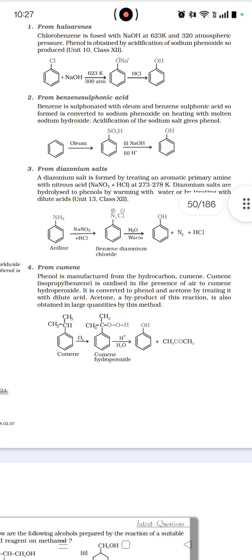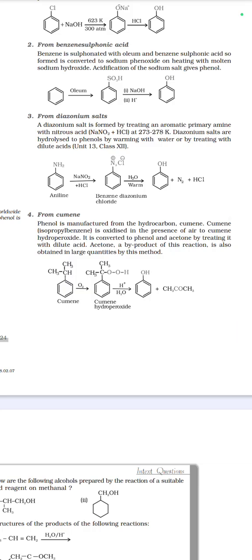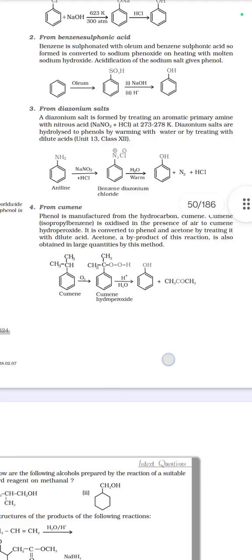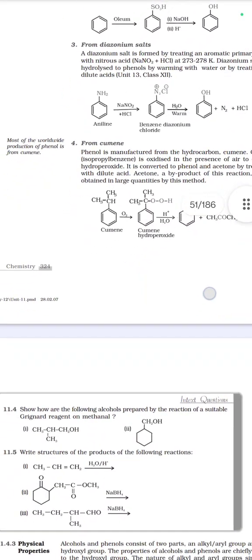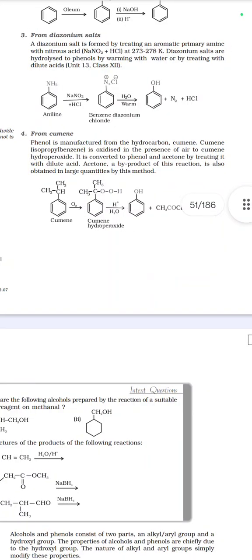Third, from diazonium salts. A diazonium salt is formed by treating an aromatic primary amine with nitrous acid, NaNO2 plus HCl, at 273 to 278 Kelvin. Diazonium salts are hydrolyzed to phenol by warming with water or by treating with dilute acids. Here are the structures of aniline, benzene diazonium chloride, phenol plus N2 plus HCl.